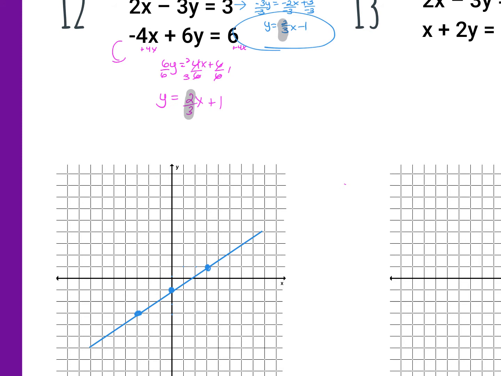All right, that's the blue one, and then the pink one, start at +1 and go up 2 and to the right 3, or down 2 and to the left 3, and then draw that line. And again, you're going to get two lines that are parallel, that are never going to intersect, which means this is a no solution.